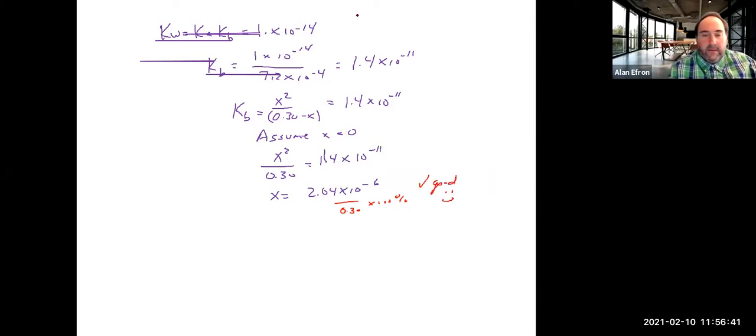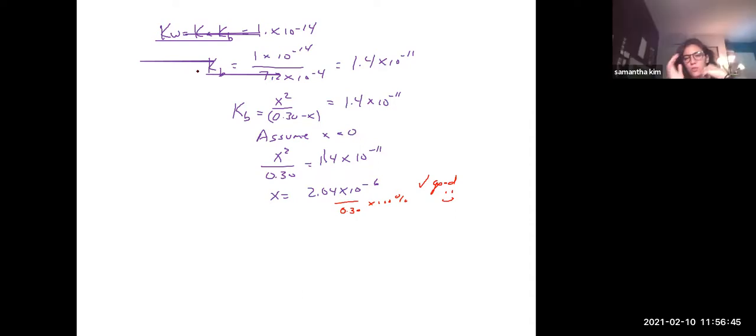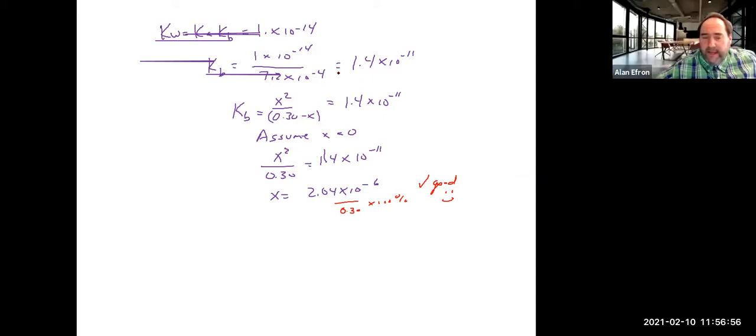What was that last part that you did? To check that your assumption was correct, you divided it by 0.3 times 100? Yeah, so that goes back to that 5% rule that we use, right? When we make an assumption, it's the same one that we used when we did equilibrium.